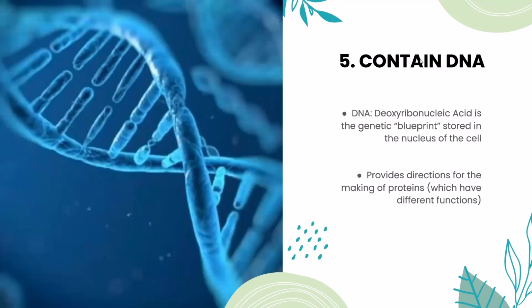Fifth is contain DNA. DNA is the full form of deoxyribonucleic acid. You're not going to be expected to know that, but it's basically where every single one of your traits is stored. It's like the genetic blueprint, and it's stored in the nucleus of the cell, which is like the center control house of the cell.